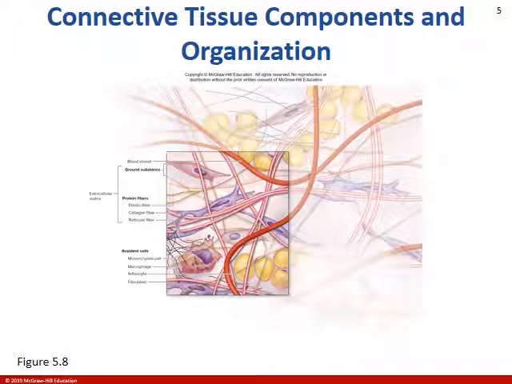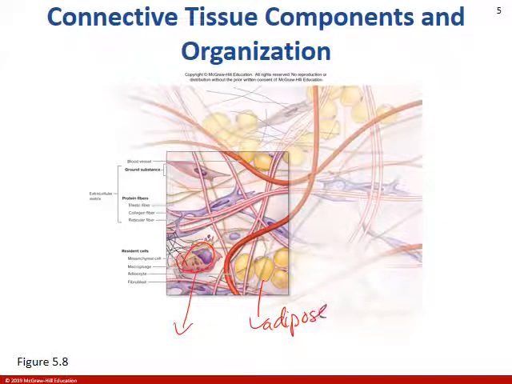Nice figure from your book showing you that there are cells, right? So this is a macrophage. It's going to ingest pathogens, break them up into small pieces and spit them out for waste production. We have here adipose tissue. These are fat cells. You're going to have fibers, so you have collagen fibers, you have reticular fibers, you have elastic fibers.